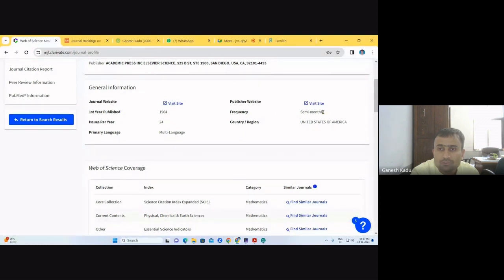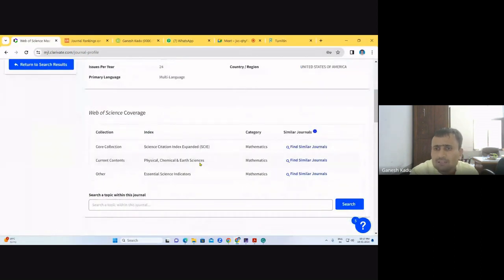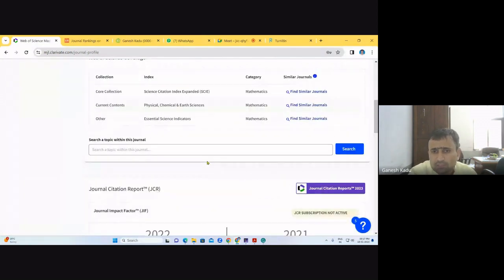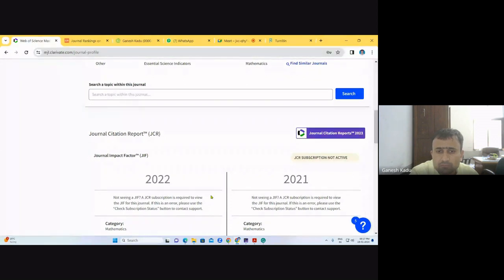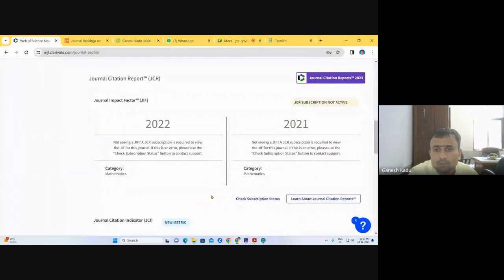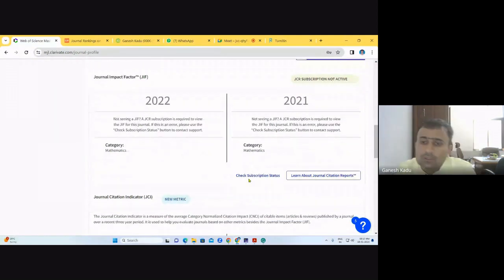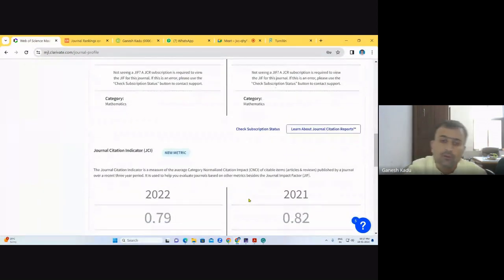So what is the frequency? It is semi-monthly. The country, issues per year, and when the first issue was published. So it was in 1964. It means that it is an old journal. Old journals, over a period of time, have usually developed a reputation. Generally, old journals are likely to be good, not all of them, of course.